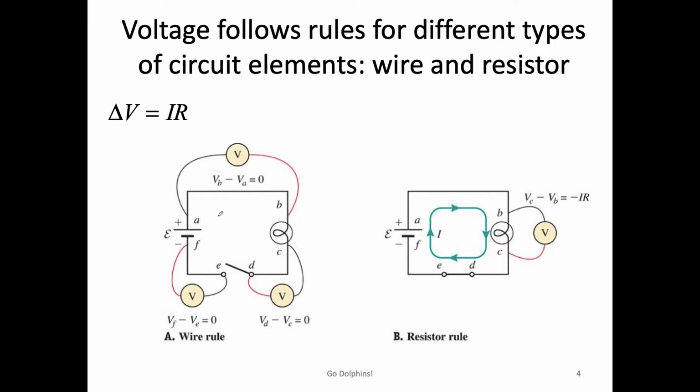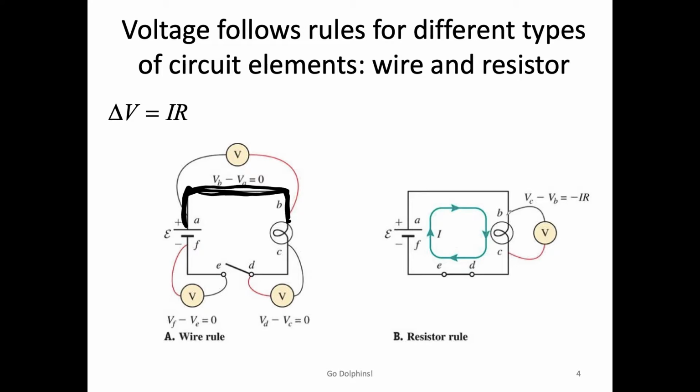Now we have some voltage rules for different circuit elements. First, wire. If you have a metal in equilibrium, from Gauss's law we know the entire metal becomes an equal potential surface. So you can imagine if you have a wire and there's nothing connected to the wire, it is an equipotential surface as well. So any 2 points along this wire give you a potential difference of 0.